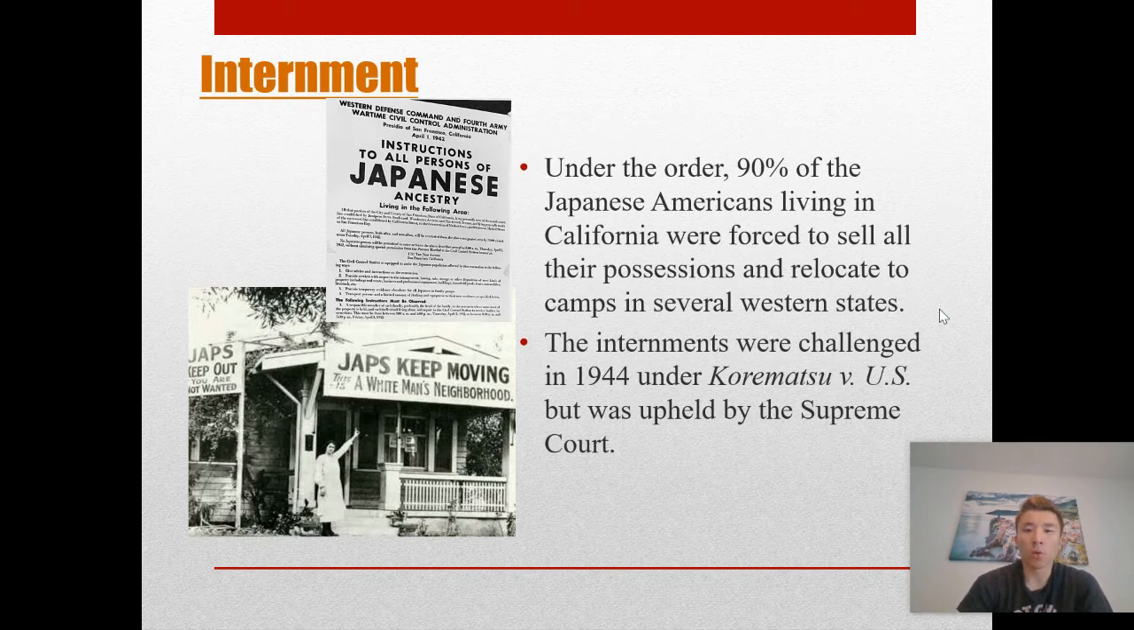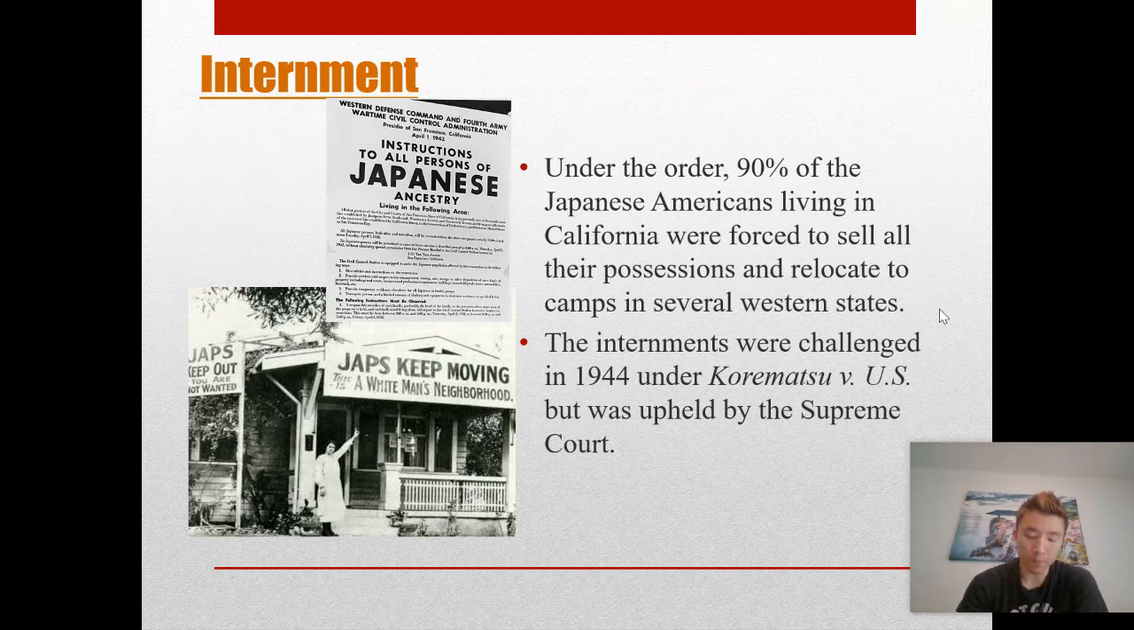So under this order, 90% of Japanese Americans living in California were forced to sell all of their possessions and relocate to camps in several Western states. And so the internment camps were challenged in 1944 under a Supreme Court case called Korematsu versus the United States. But it was upheld by the Supreme Court, which basically means that, hey, these internment camps are entirely legal.